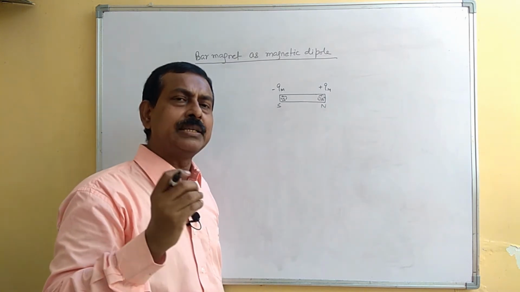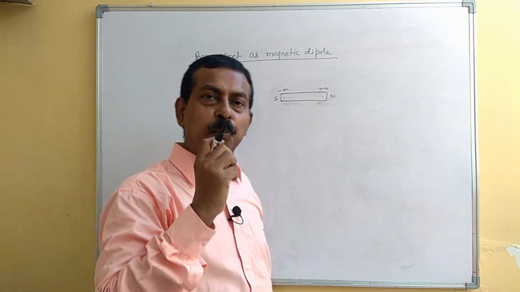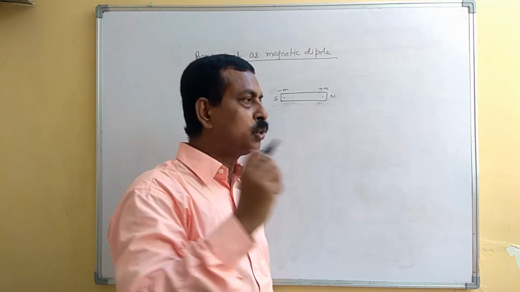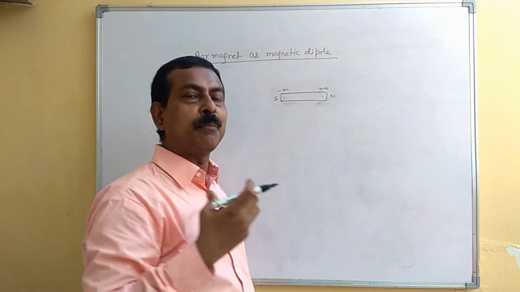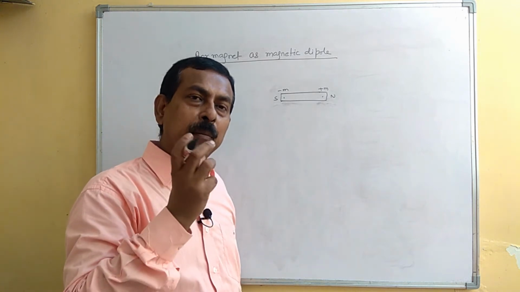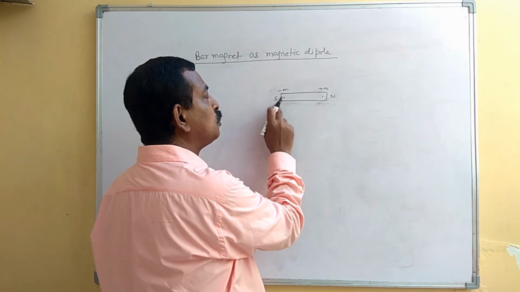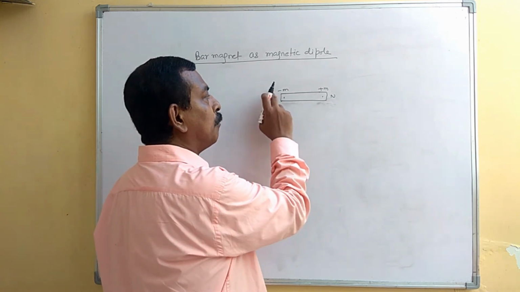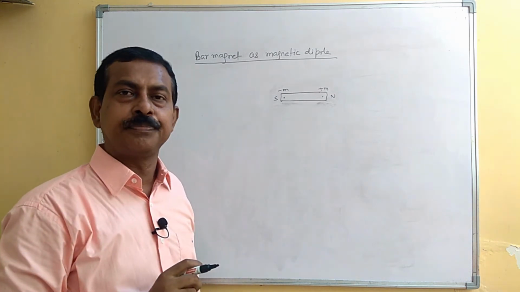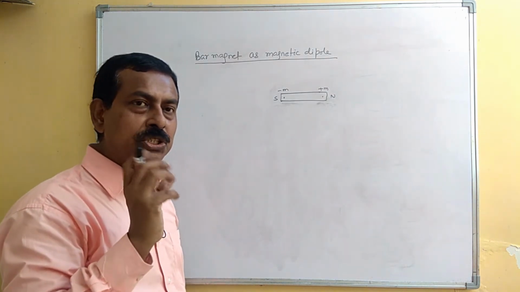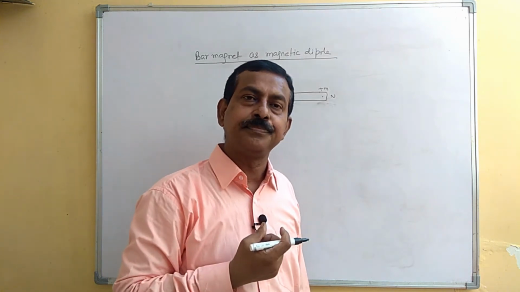But nowadays it is taken as the pole strength, to represent the factor which is responsible for the magnetic property of the magnet. So here, if it is the south pole, we assume the pole strength is minus m, and if it is the north pole, it is plus m. These will be the pole strengths responsible for the magnetic property of the magnet.